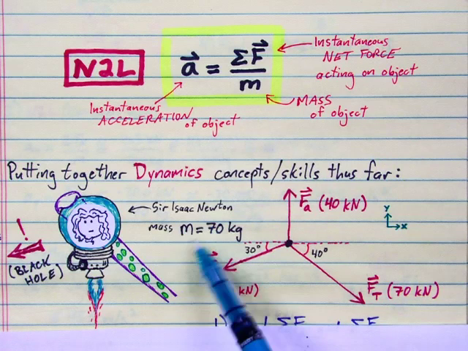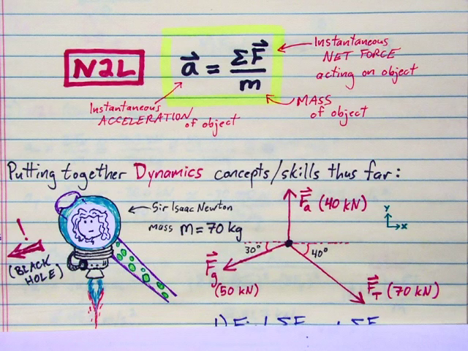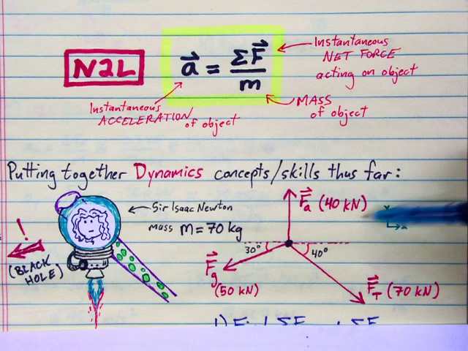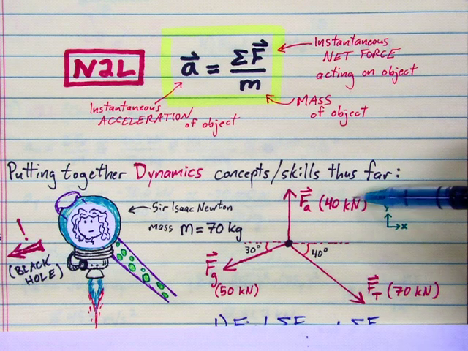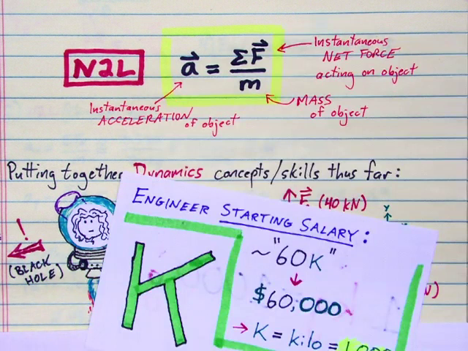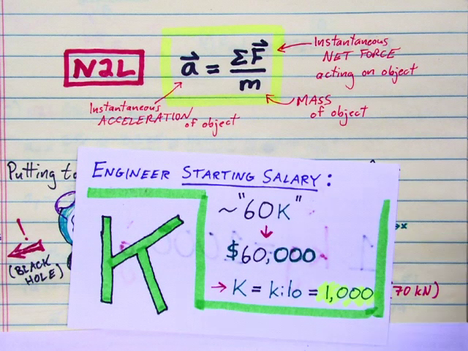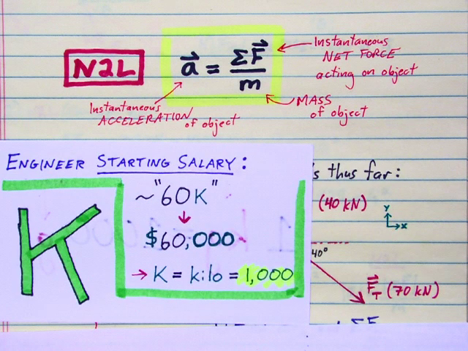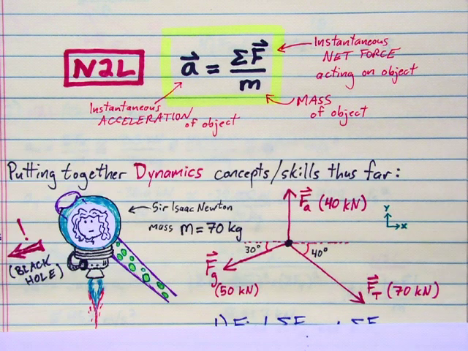I've given you the mass of Newton, 70 kilograms, and the magnitudes of each of these three forces. Each one is given in little k times big N, so that's kilonewtons right there. And you remember, of course, that little k, kilo, means thousand. So a kilonewton is 1,000 newtons. You'll have to convert those kilonewtons to newtons before you do any calculations with them.